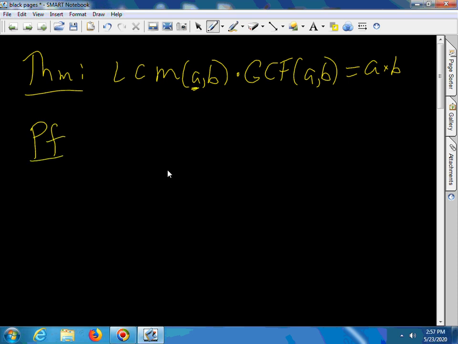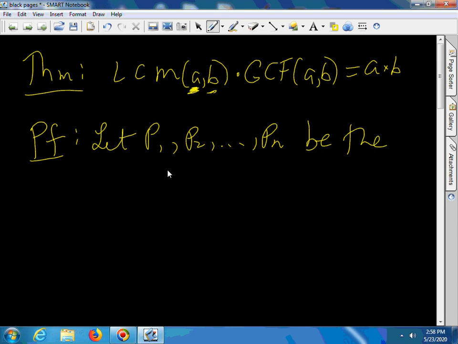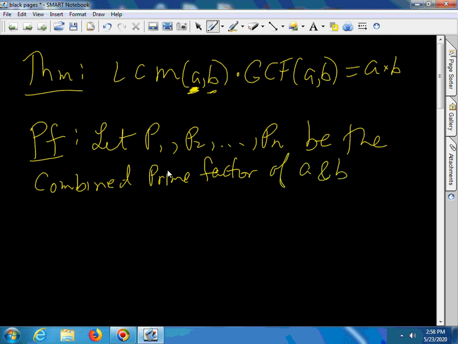So A is a product of prime numbers raised to various powers. A is made up of prime factors, and so is B. Okay, let P1, P2, up to Pn be the combined prime factors of A and B. Let me be clear what I mean by that.